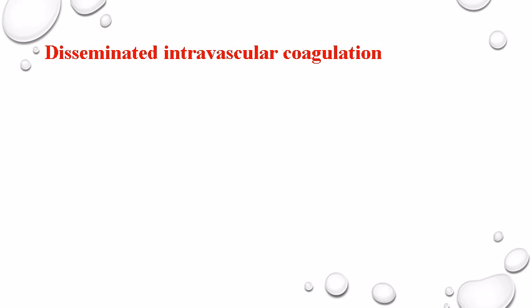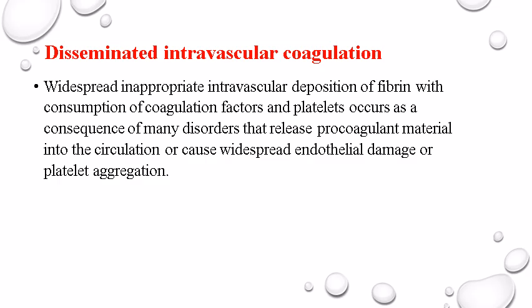In normal hemostasis, there is endothelial injury that leads to thrombosis and clot formation. In DIC, there is disseminated, inappropriate, without injury, intravascular coagulation and thrombosis. So the definition of disseminated intravascular coagulation is widespread, inappropriate intravascular deposition of fibrin with consumption of two things, coagulation factors and platelets. This occurs due to many disorders that lead to an increase of procoagulant materials, mainly tissue factor, into the circulation, and we will explain this a little in depth.